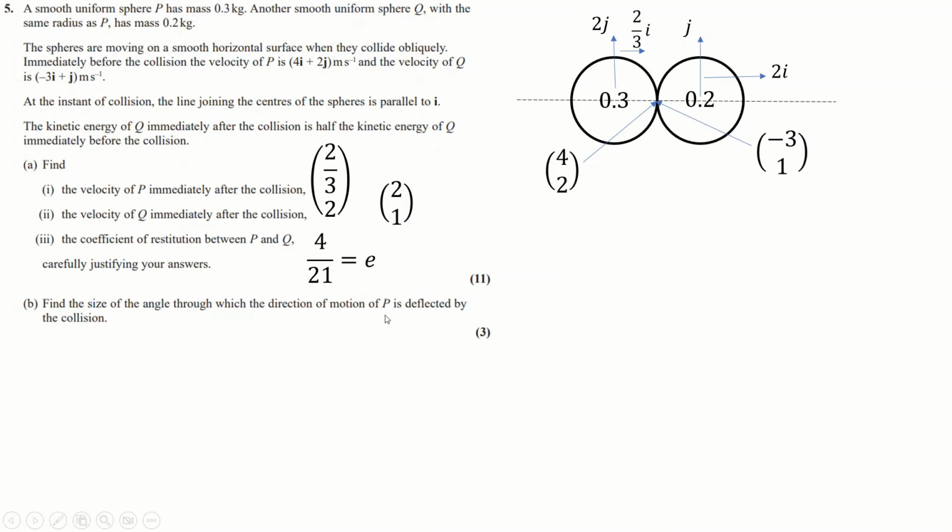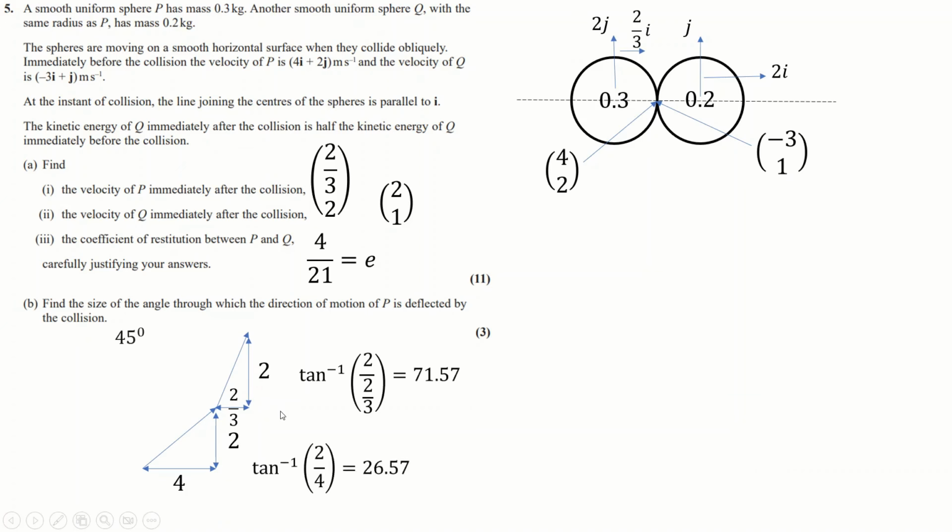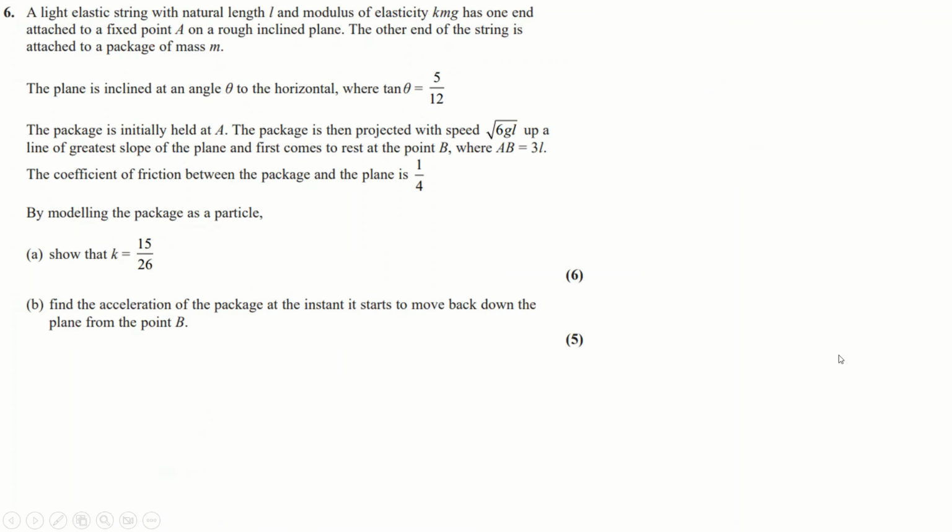Find the size of the angle through which the direction of motion of P is deflected by the collision. So it used to be going at 4, 2 this way, like this. And now it's going at 2, 2/3. So 2 up, 2/3 across. And I think the angle through which we're deflected is going to be the difference between this angle and this angle, right? So like if this angle was 30 and this one was 50, it would be deflected by 20 degrees, right? 50 minus 30. So let's do tan inverse of 2 over 4 and tan inverse of 2 over 2/3 and just take away our answers and we'll get 45 degrees exactly, I think, which is quite nice. And also suggests that there wasn't a prettier way of doing it, but I don't really care.